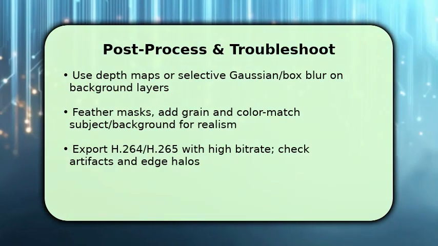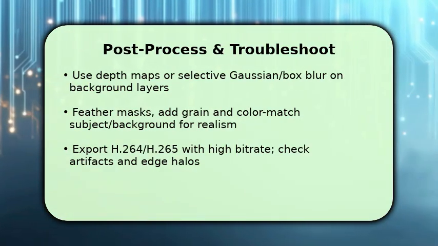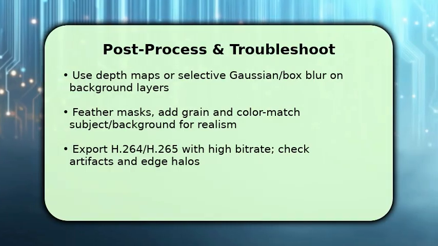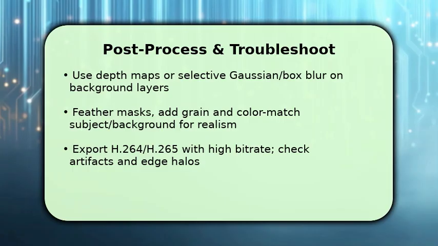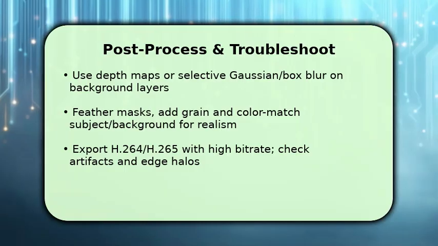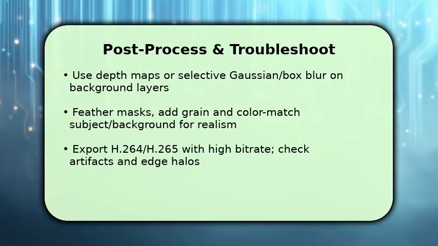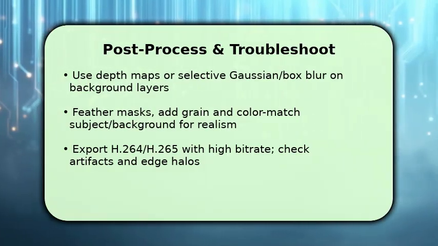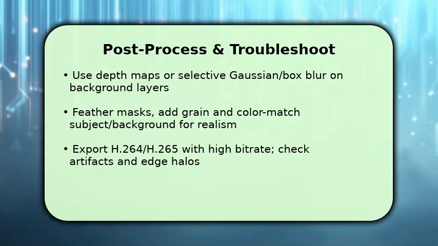You complete the look in post by isolating the subject and applying background blur. Create a depth map or rotomask, then apply a variable blur, Gaussian or lens blur, for natural falloff. Feather edges to avoid hard cutouts. Add subtle film grain and color, grade the background slightly cooler or softer so the subject pops.